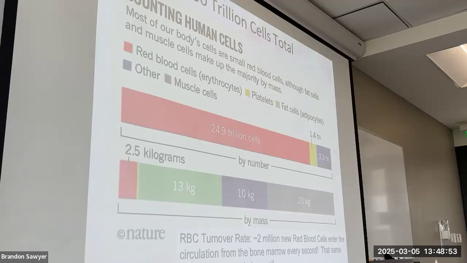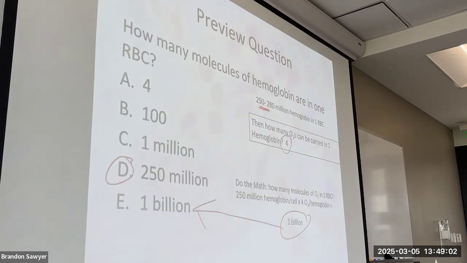There's nothing else that even comes close to the number of cells that we have versus the red blood cells, okay? So again, we could take that 25 trillion, times that by 1 billion, still a really big number. I'm not sure what it is, but right. So just many, many, many molecules of oxygen are carried in our blood at all times, right?